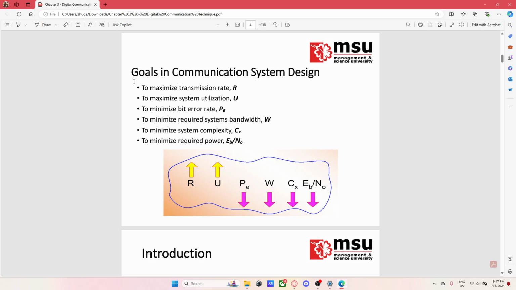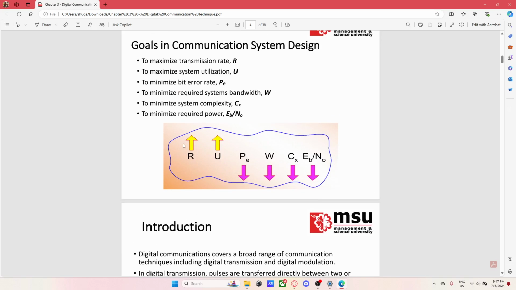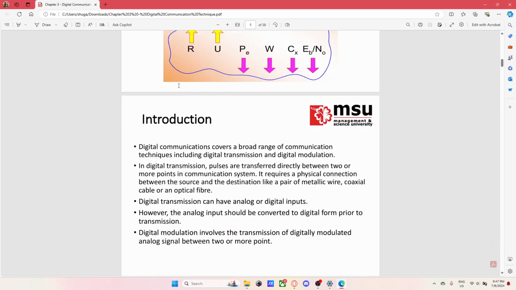Right, the goals in a communication system are to maximize the transmission rate, maximize the system utilization, minimize the bit error, minimize the required system bandwidth, minimize system complexity, and minimize required power. Okay, this is the general diagram of what we want to do in a communication system.